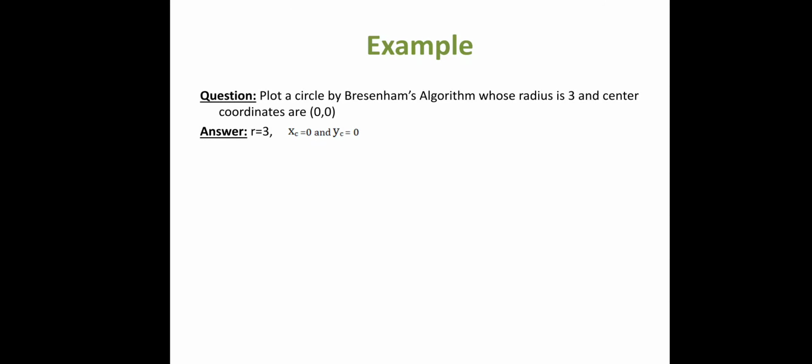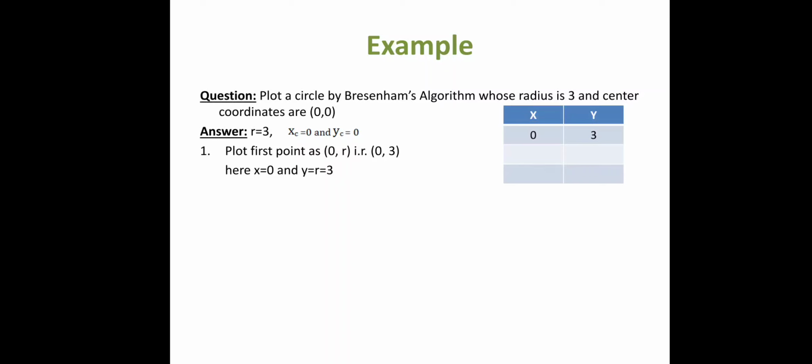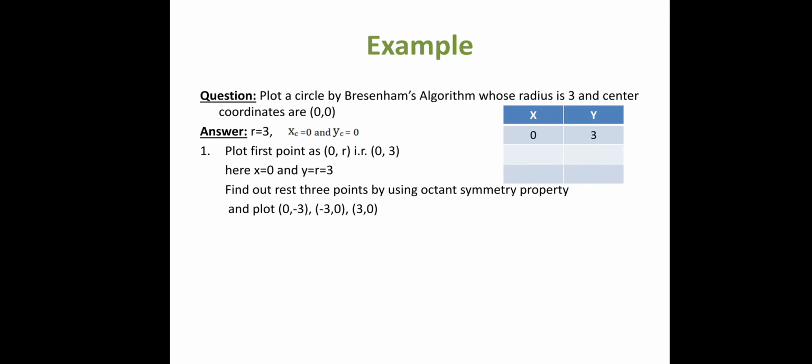So our example is what? Plot a circle by Bresenham's algorithm whose radius is 3 and center is given as 0, 0. Okay. So now radius is 3, so r is equal to 3, and center is xc equal to 0 and yc equal to 0. So what will be my first step? I will plot my first point. The first point becomes 0, r. Center is 0, 0 and the first point will become 0, r. So what is r here? 3. So 0, 3 will be my first point.